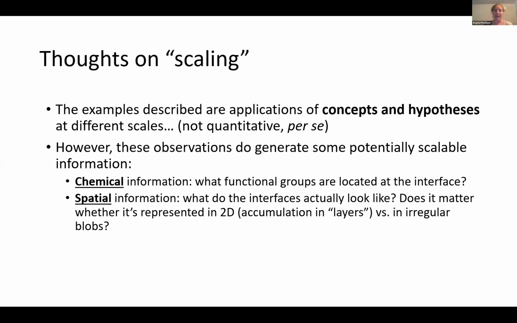So we have scalable chemical information: what functional groups are located at the interface. And also scalable spatial information: what do these interfaces look like? Does it matter whether it's more 2D accumulation in layers versus irregular blobs, which is what we found? I think that is really important information, if not necessarily a quantitative scaling type approach.